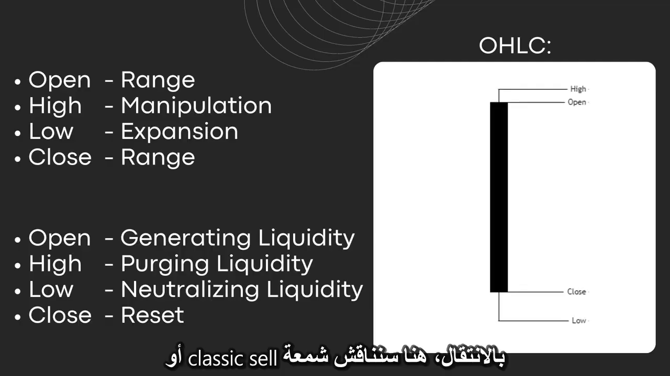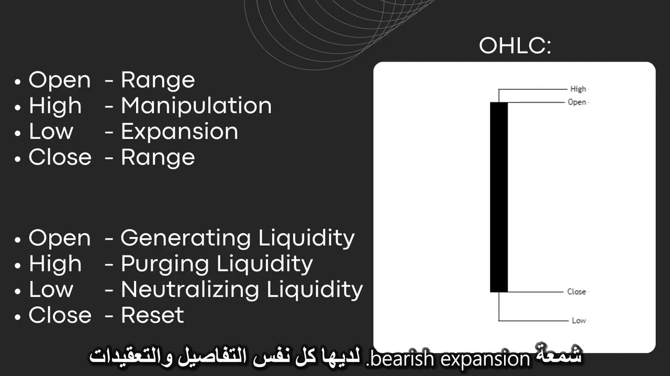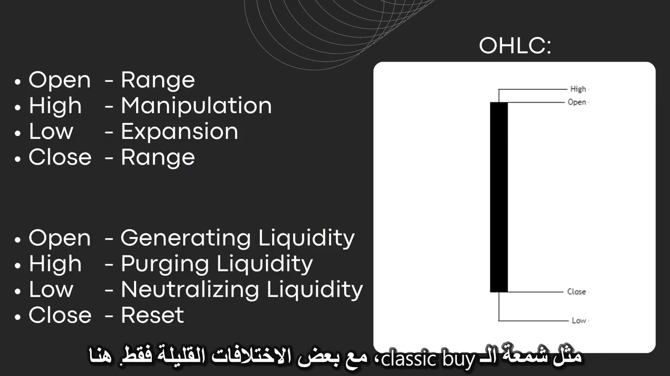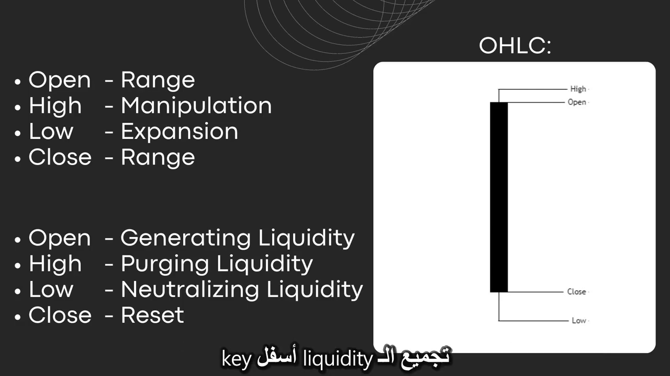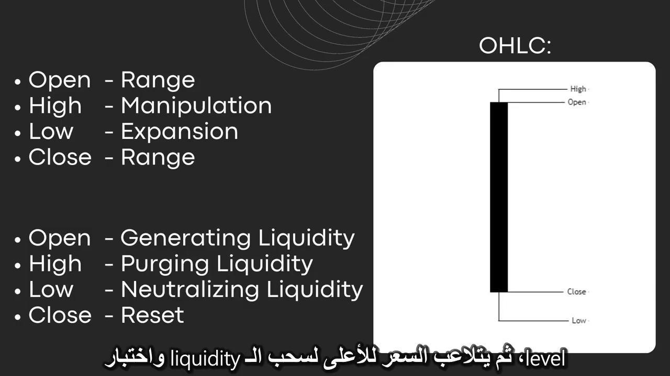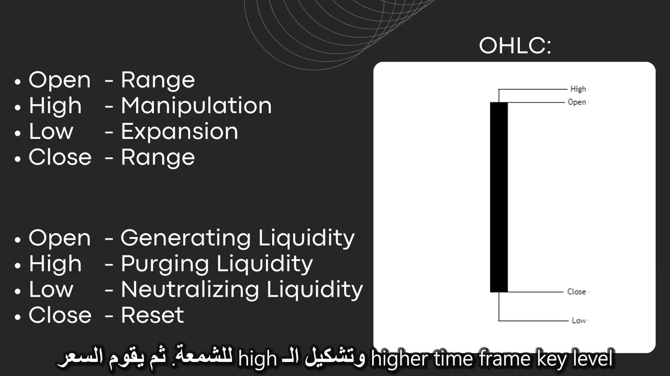Moving on, here we're going to discuss a classic sell candle or a bearish expansion candle, right? It has all the same details and intricacies as the classic buy candle, with just a few differences, right? So right here again, you can see the opening price acts as a range to generate or accumulate liquidity below a key level, and then price manipulates above to purge the liquidity, to test a higher time frame key level and form the high of the candle, right?